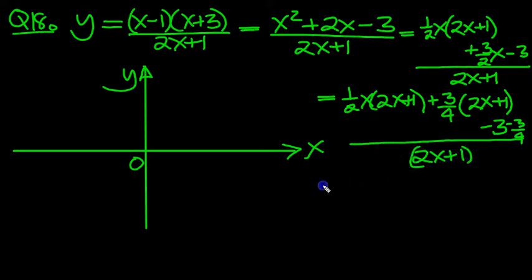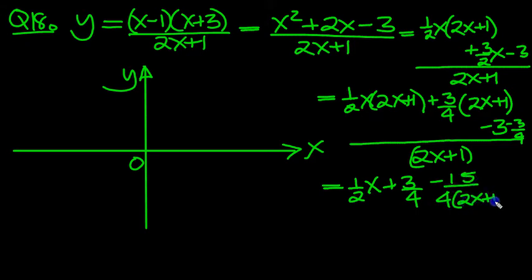Now we can split the fraction up and see what we're dealing with. So the first part of the fraction just leaves the half x. The second part of the fraction is 3/4. And then the third part, minus 3 minus 3/4. This is minus 12/4. Minus another 3 is minus 15/4. And we've got our 2x plus 1 as the denominator here on the last term, haven't we? So that's what we're dealing with.